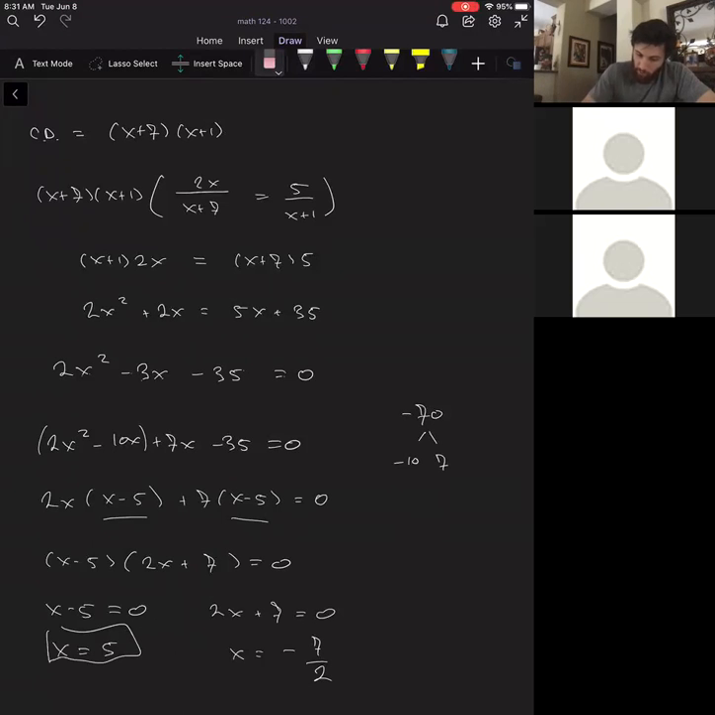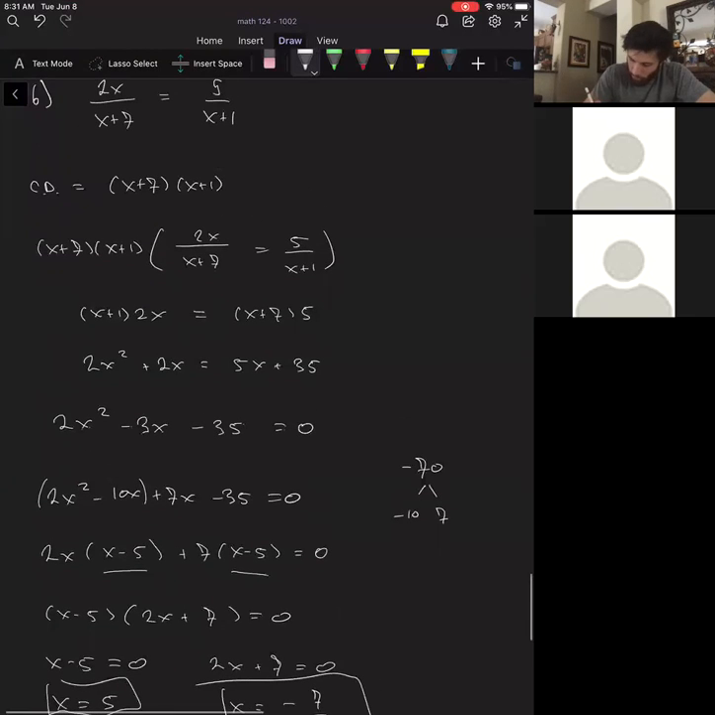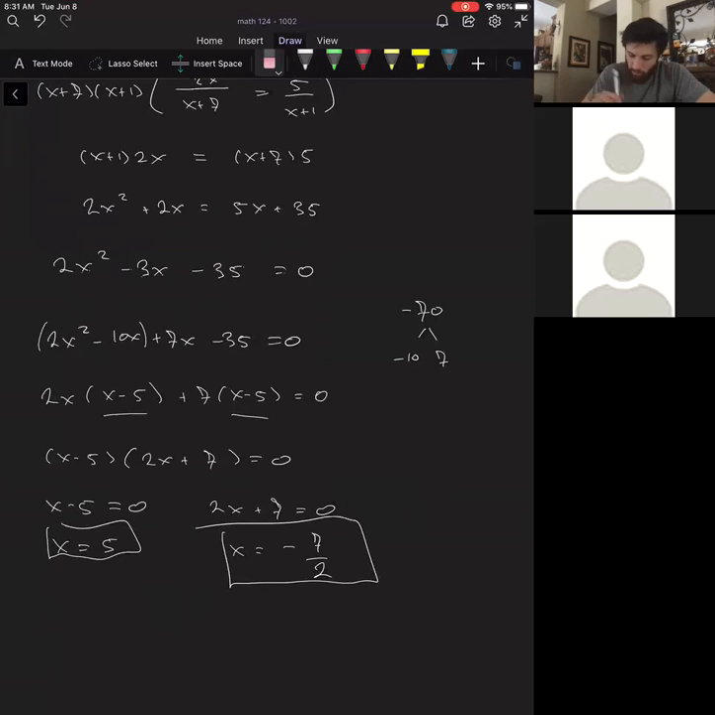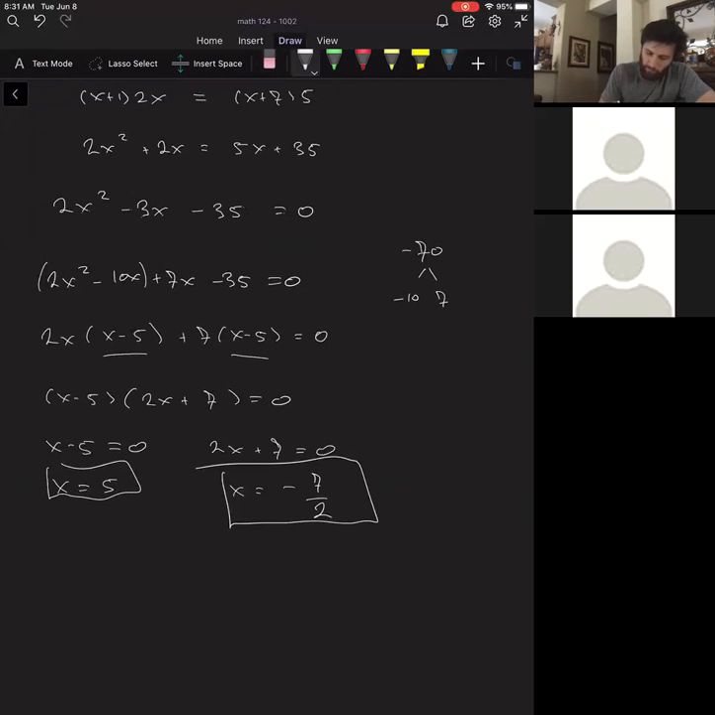Same thing with minus 7 over 2. If we plug that up here, again, none of the bottoms of the fractions are going to be 0 when we plug that in. So that answer is also okay. So we have these two answers: x is equal to 5 and x is equal to minus 7 over 2. Let's do 22.